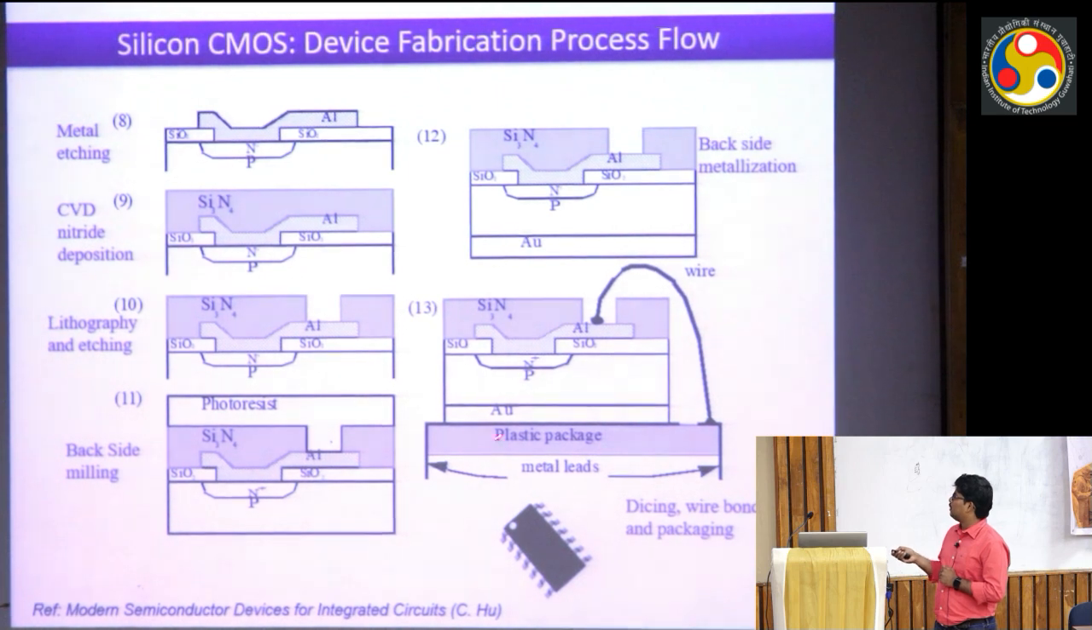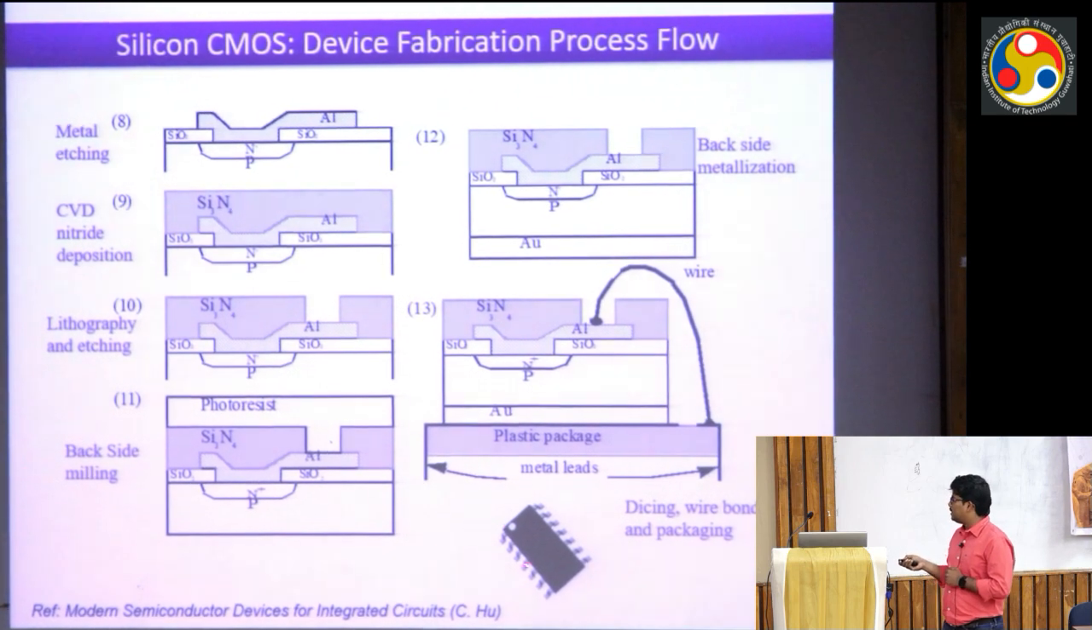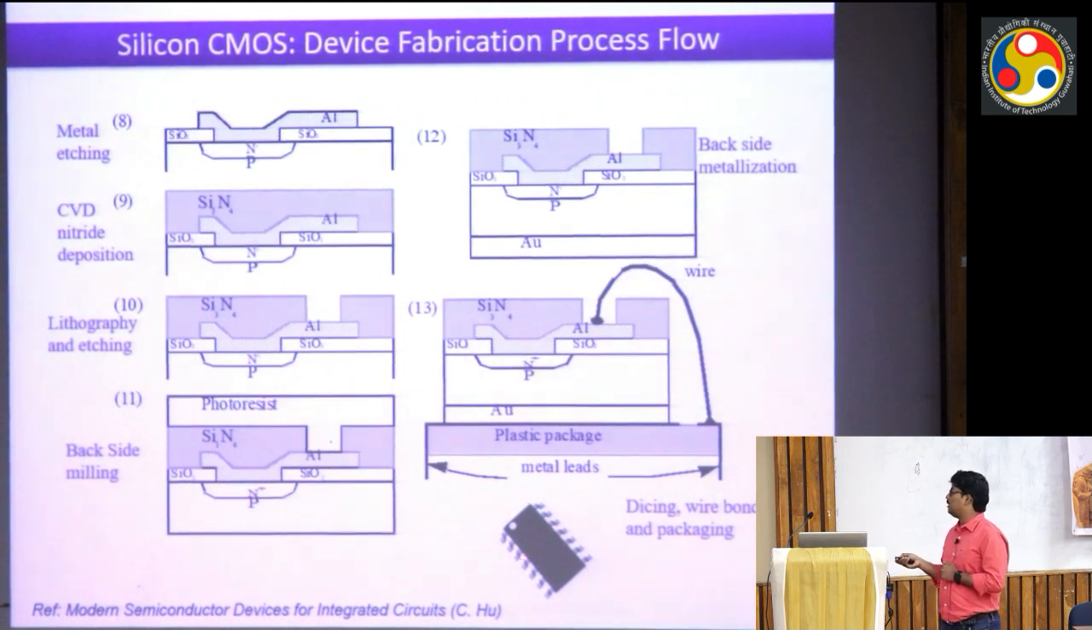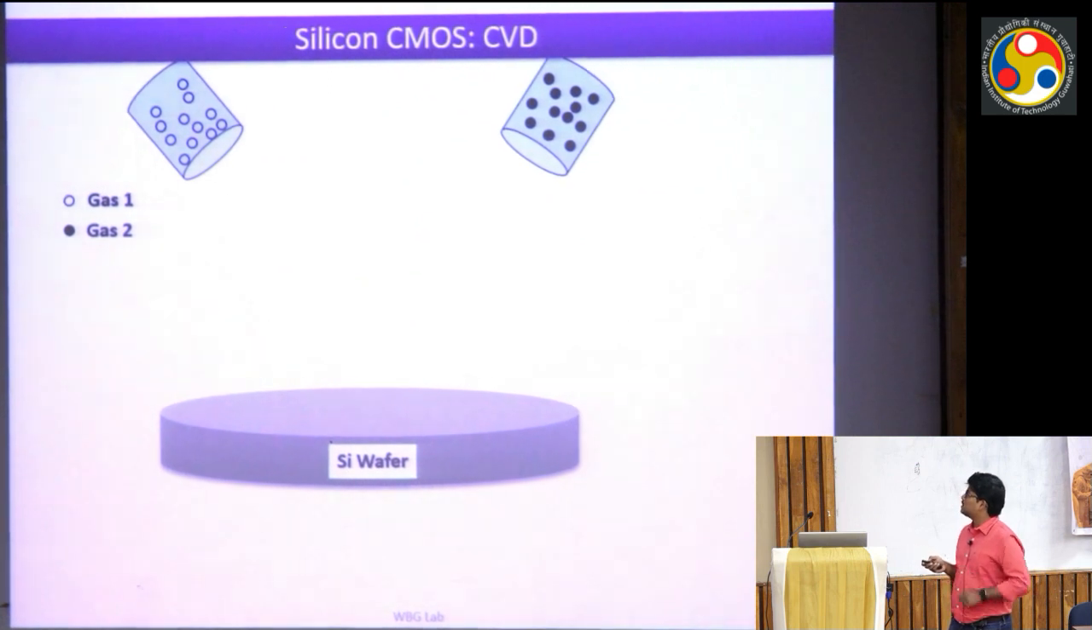So here after almost 13 steps we are getting this IC or this CMOS realized starting from the simple substrate. But where is the role of our CVD, which is the topic today? To deposit the silicon nitride we need this CVD technique. So what is this CVD? Let's see. CVD is broadly used when depositing, let's say, silicon nitride for the silicon CMOS technology.